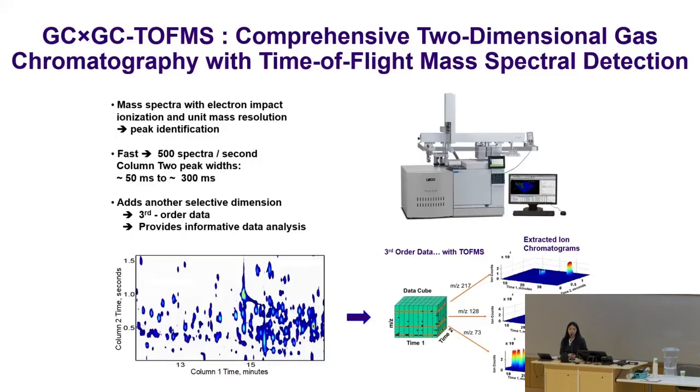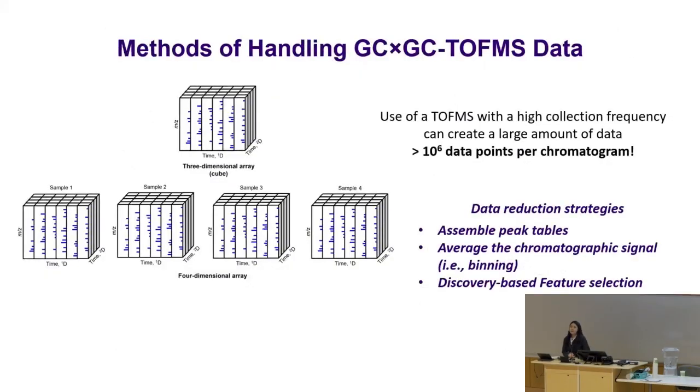So it's pretty powerful. However, it also introduces really complex data. A single chromatogram, including the separation in both the first dimension and second dimension, plus the TOF mass spectrum, could contain up to 10^6 data points. And this data increases even more with multiple samples, leading to a four-dimensional data set. It's really hard for people to interpret manually. That's why we need to apply data reduction strategies.